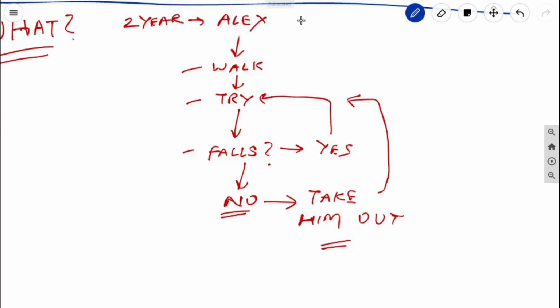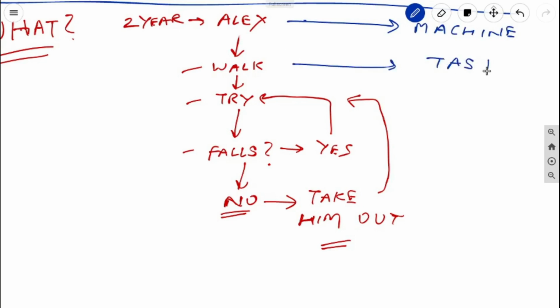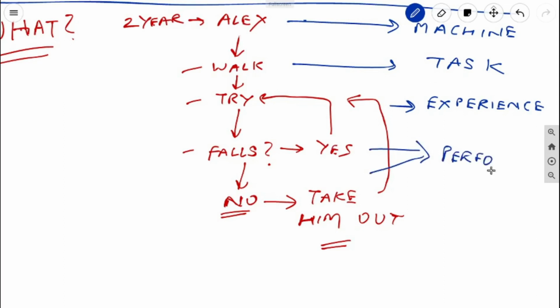So to put it in technical terms, we can say Alex is the machine, right? Walking, this is the task in hand. The trying, failing, this part, this is the experience, right? When we fail, we gain experience. And from this experience, we learn and we try to do the same task in a different way. And this falling, whether he falls or doesn't fall, this is the performance.